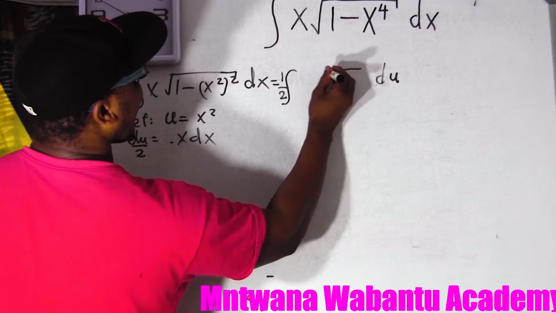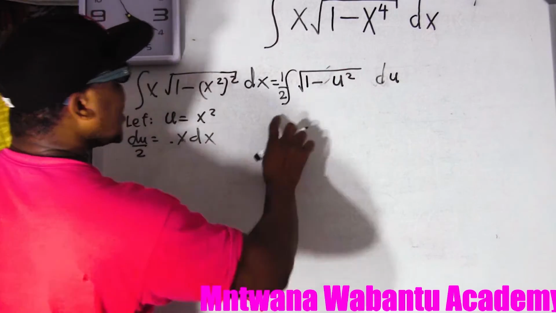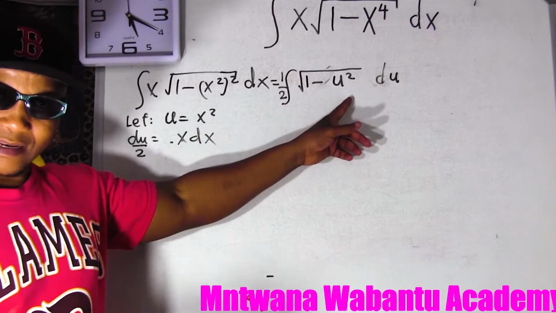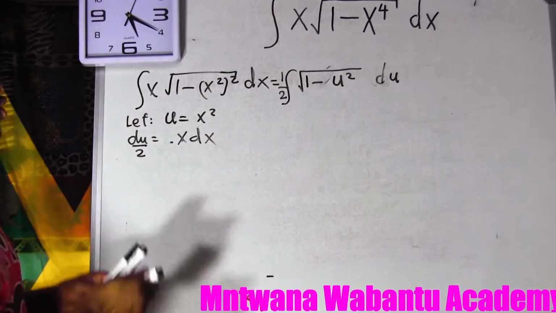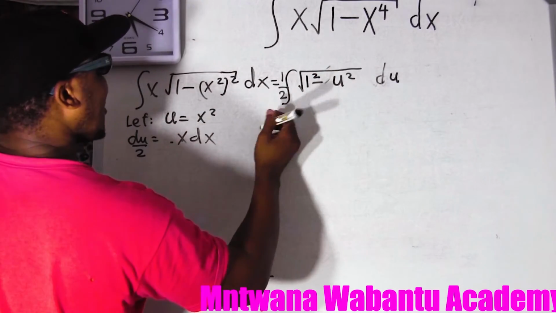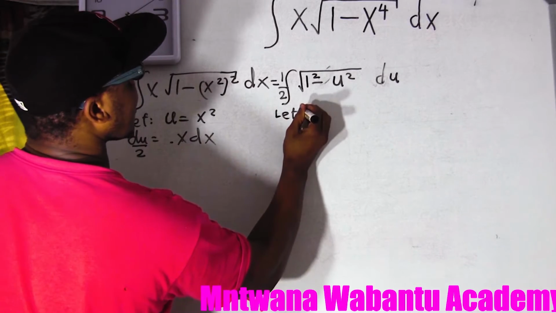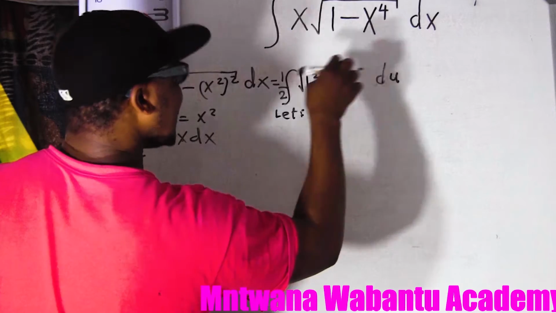And then I'm going to have in my square root 1 minus u squared. So you see, this is a substitution of sine, because you have a 1 square minus whichever square. So 1 square is like a 1 square. So I'm going to let a substitution, I'll let u equal to 1 sine of angle.